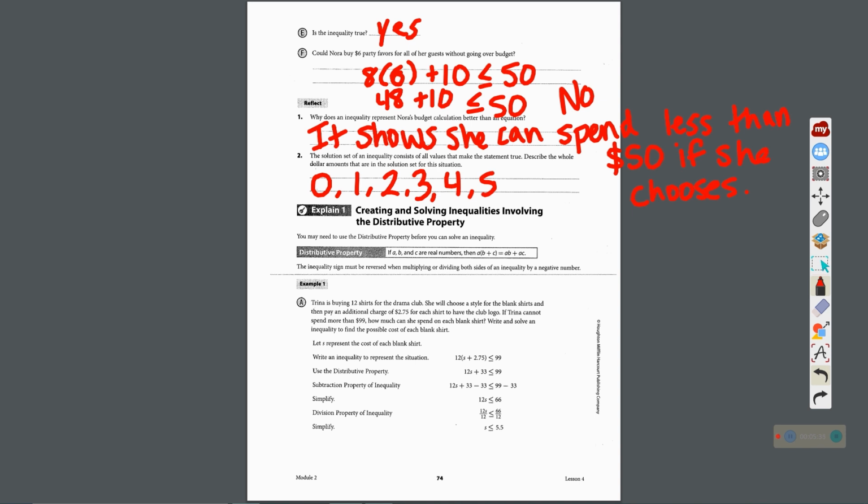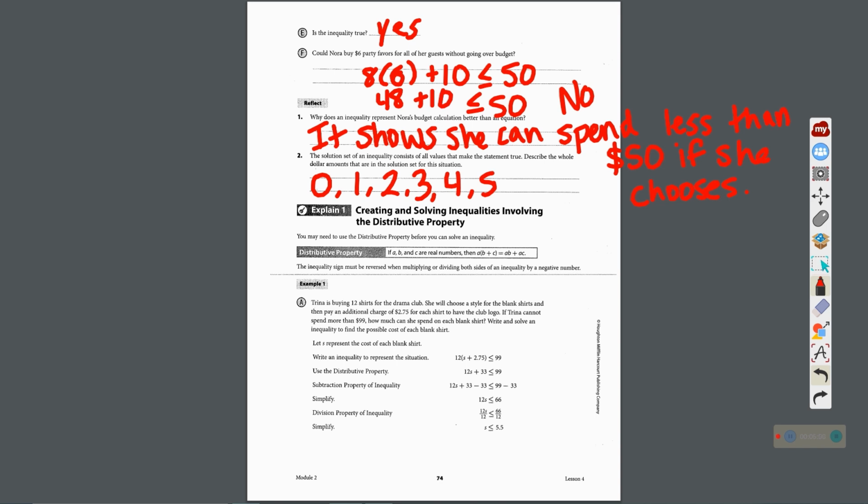Then we're going to move on to the next example. It says you may need to use the distributive property before you can solve an inequality. So they've shown a sample of what the distributive property is. The inequality sign must be reversed when multiplying or dividing both sides of an inequality by a negative number. So that's just one little rule that we have to remember with inequalities.